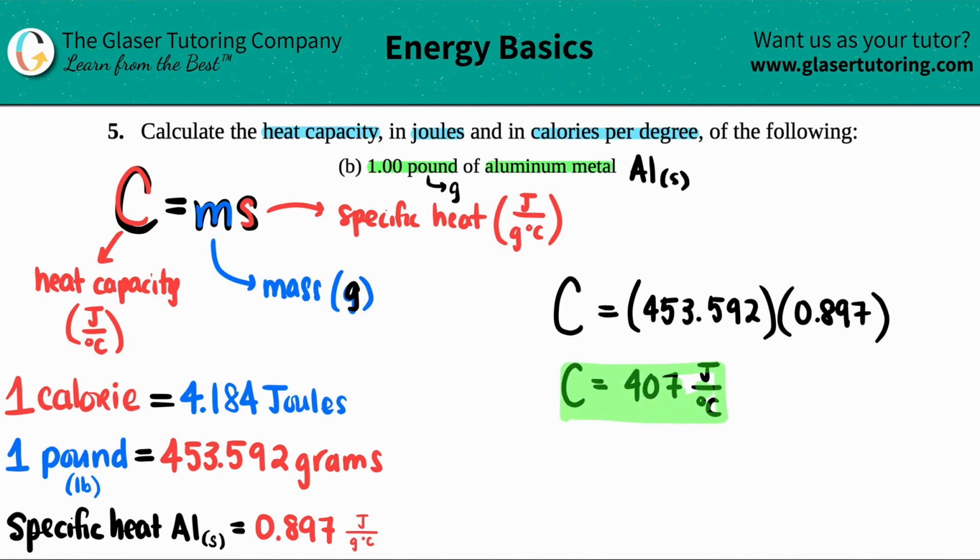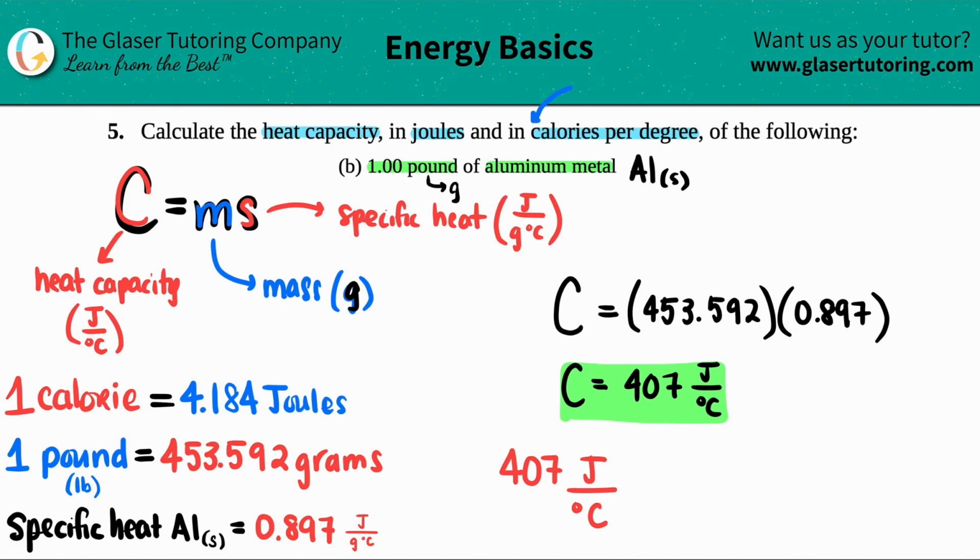Now we just got to convert the 407 joules per degree Celsius into calories per degree Celsius. So this is just a simple conversion, right? We take our number, 407 joules per degree Celsius, and it seems like we're not going to do anything with the bottom number. We just need to convert the joules to calories.